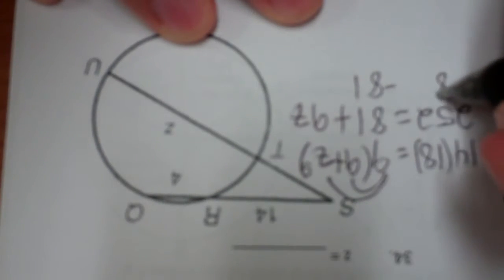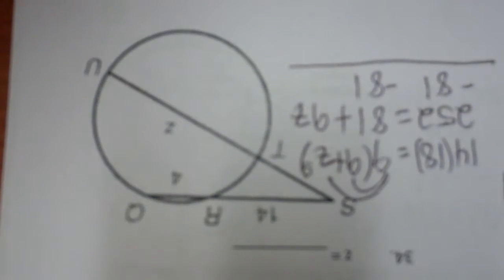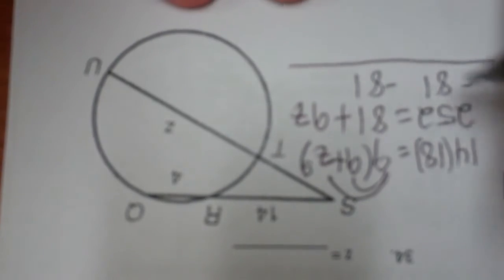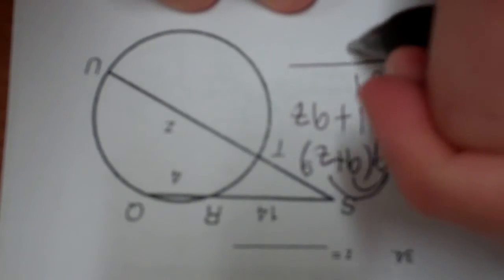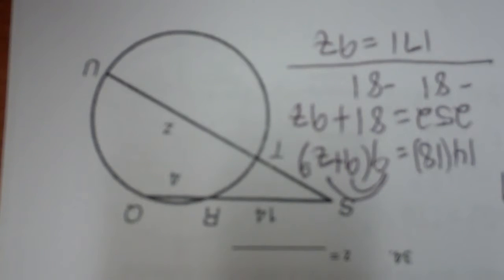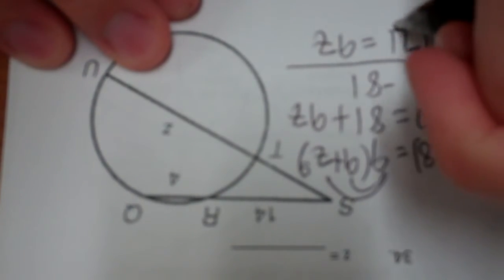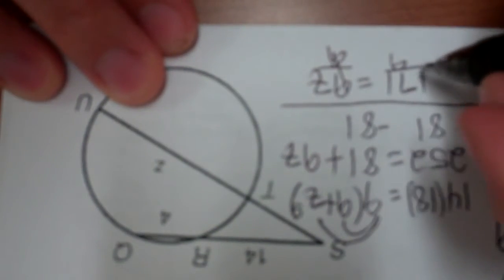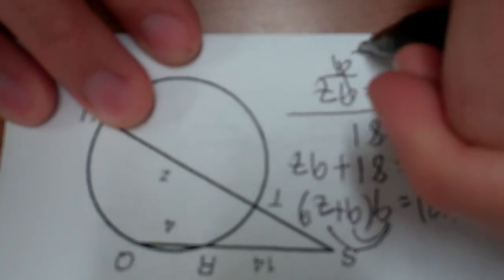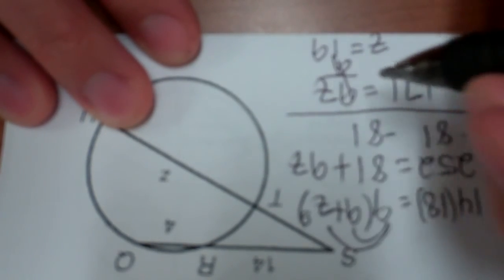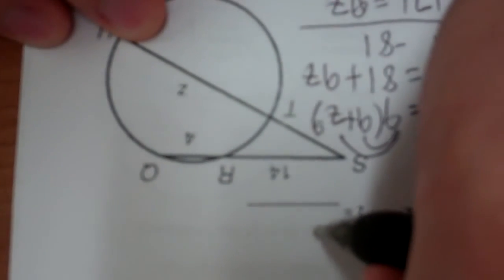Subtract 81 from each side. So that's 171 equals 9z. And then we're going to divide each side by 9. So z is going to equal 19. And that's it.